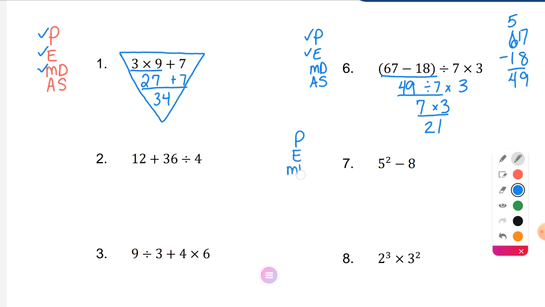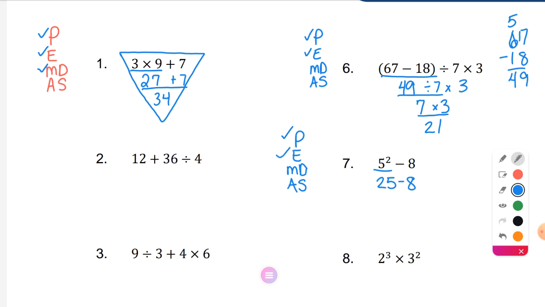PEMDAS. Are there any parentheses? No. Nope. Are there any exponents? Yes, so let's underline 5 squared. This is on our Chapter 2 test next week. What is 5 squared? What math problem is that telling me to do, Parker? 5 times 2. No. Max? 5 times 5. Remember, that's telling us to multiply the base number by itself 2 times. So what is 5 times 5? 25, and then I drop down my minus 8.